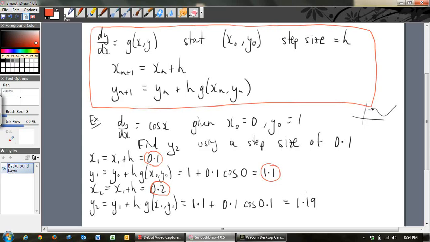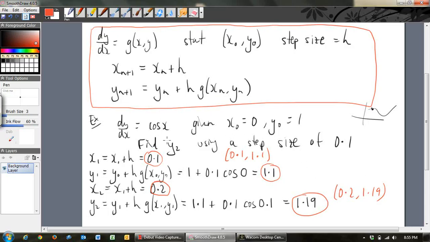So there's y2, so our x2 value there, and our y2 value here. And so what this is saying is that we've got some point, when x is equal to 0.1, y is approximately equal to 1.1. This next lot of values is saying that when x is equal to 0.2, y is approximately equal to 1.19. So this is what it's saying.